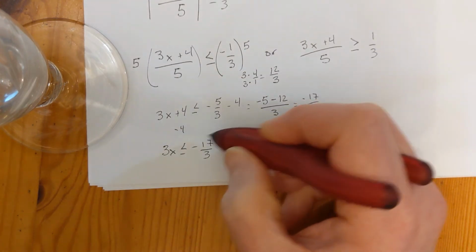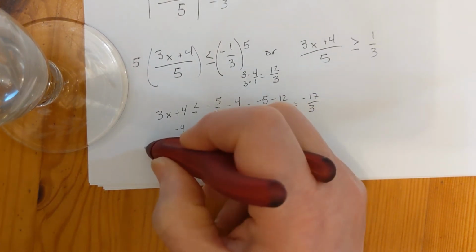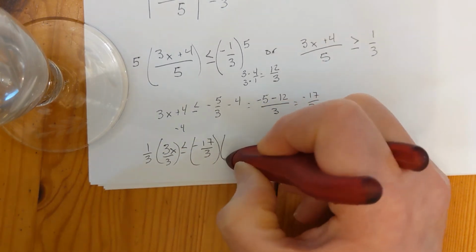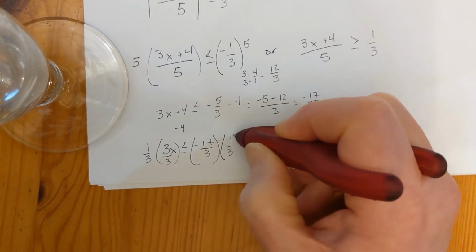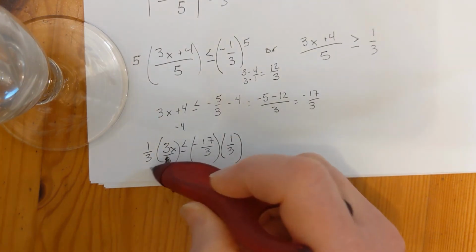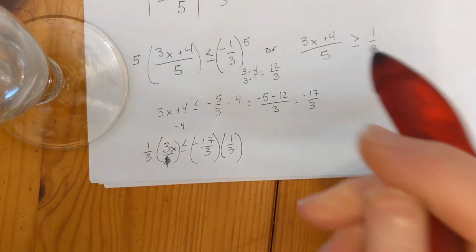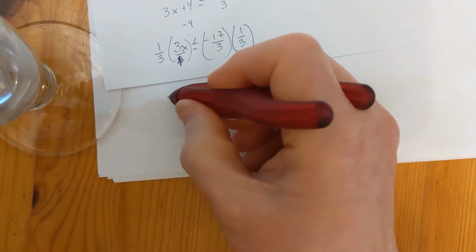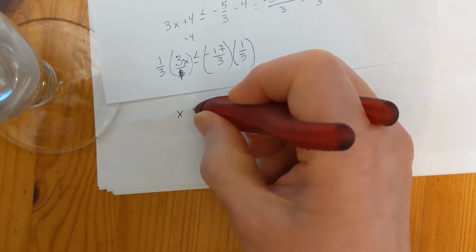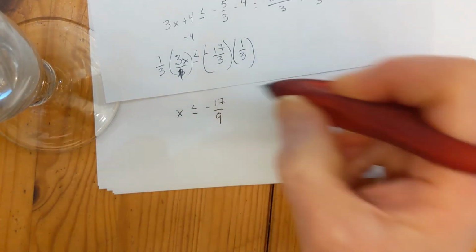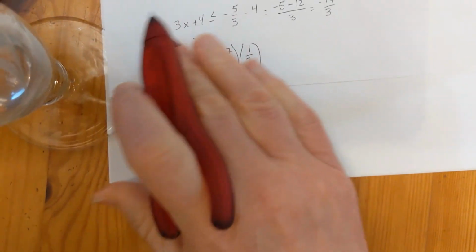I'm going to multiply both sides by 1/3, or divide by 3. Dividing by 3 is the same thing as multiplying by 1/3. Sorry, this should have been a 1 there. Here I'm going to end up with x on one side and run out of paper. I get x is less than or equal to negative 17 over 9. So that's the lower range of what I have.